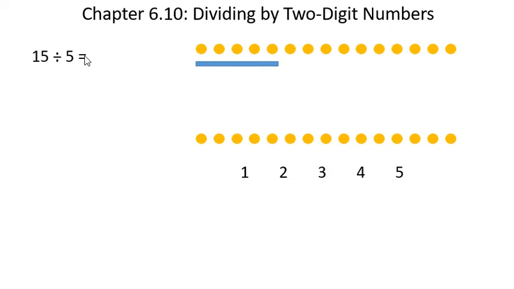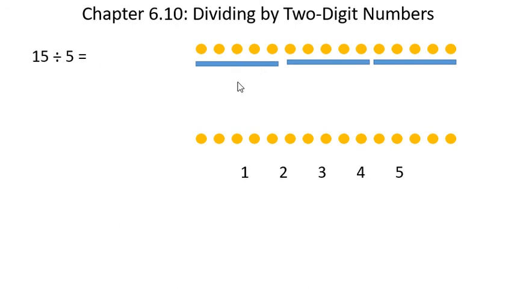We could look at this as saying, start off with 15 counters, and put them in groups of size 5. So right here, I put a blue bar underneath these 5. So that's one group of 5. That's another group of 5. And that's another group of 5. So you could see I have my three groups of 5.